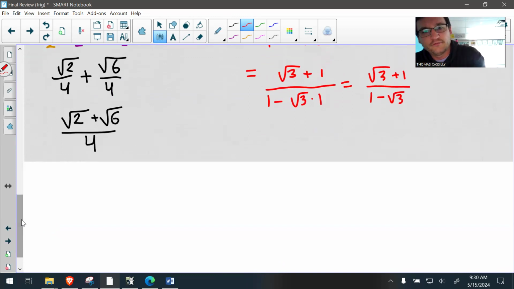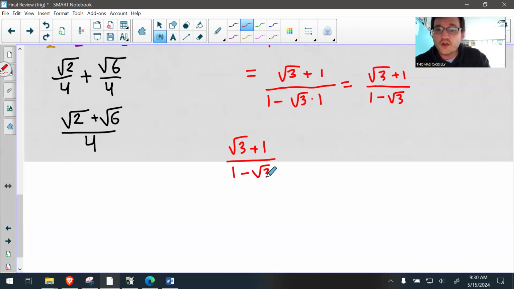I'm going to rewrite this down here. I'm going to need the room. Square root of 3 plus 1 over 1 minus the square root of 3. That in and of itself is not rationalized because the bottom, the denominator, has that radical there. We need to get that radical out. Square root of 3, no good. We got to move it up top. So we need to multiply by the conjugate.